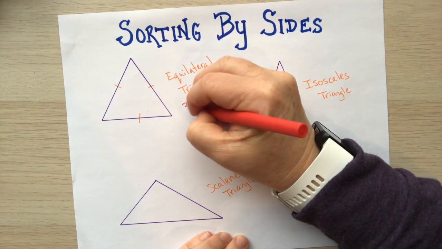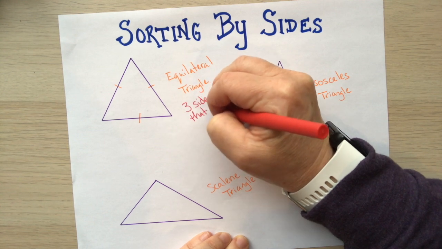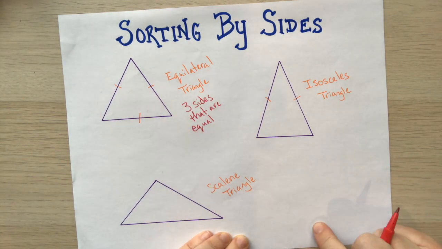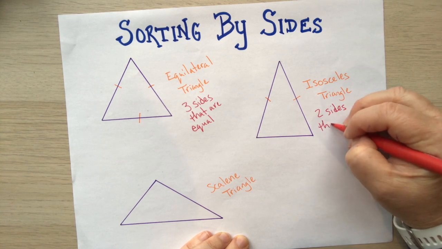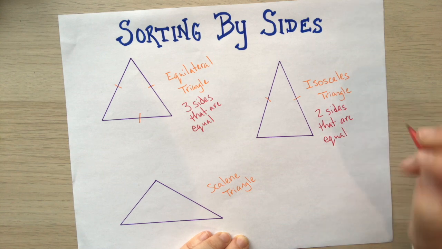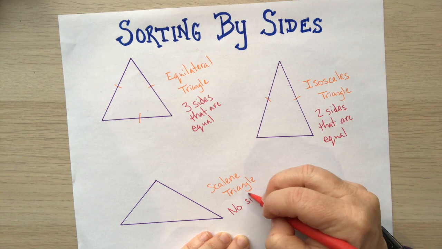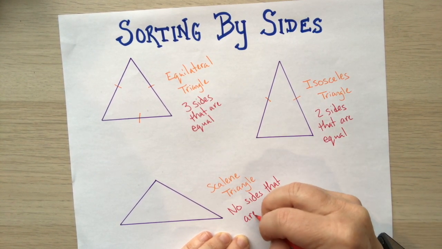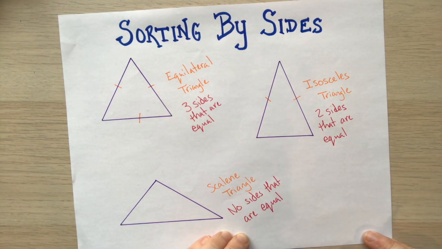So, three sides that are equal, equilateral triangle. Two sides that are equal, an isosceles triangle. No sides that are equal is a scalene triangle.